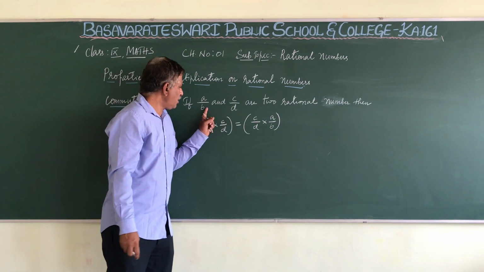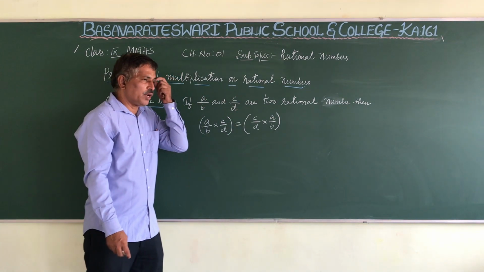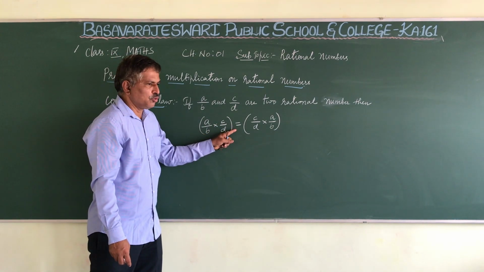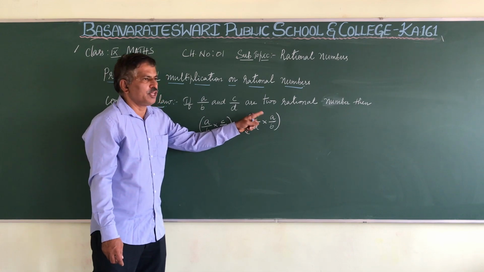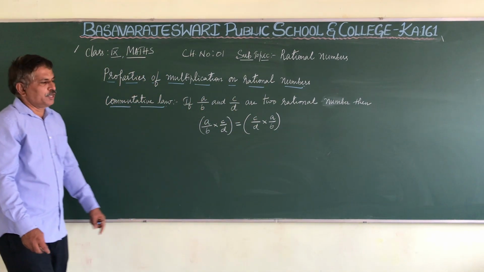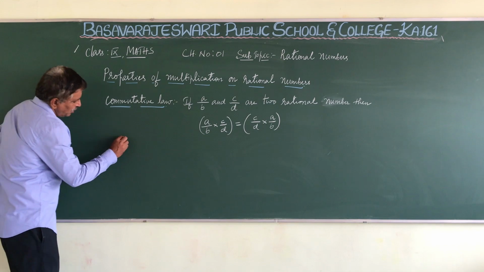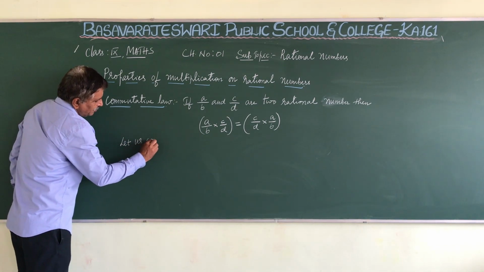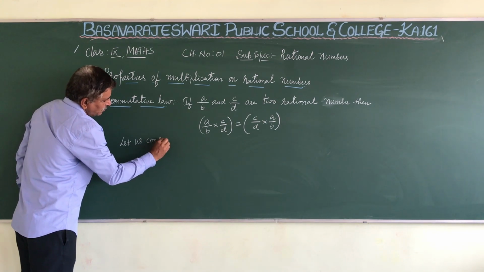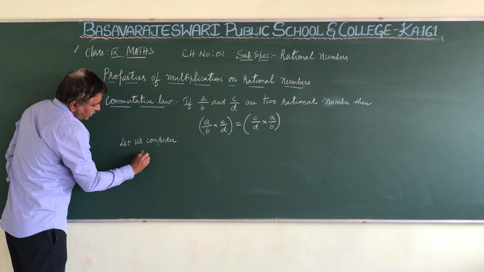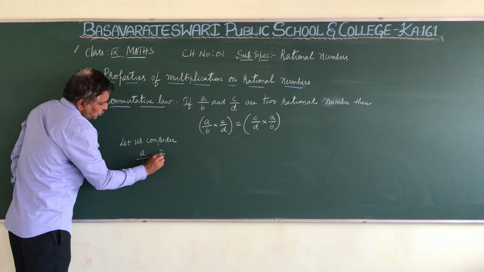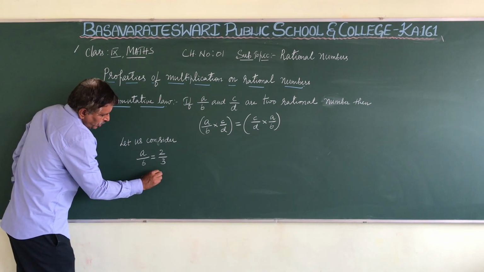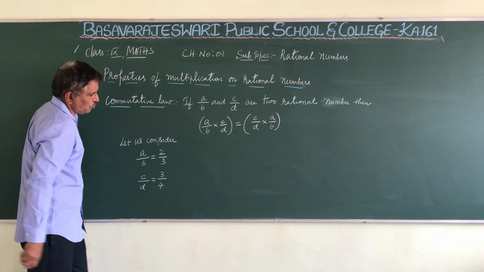If A by B and C by D are two rational numbers, then A by B into C by D is equal to, if it is equal to C by D into A by B, then we can tell that the commutative law holds good. For example, let us consider A by B is equal to 2 by 3 and C by D is equal to, I can take 3 by 4.